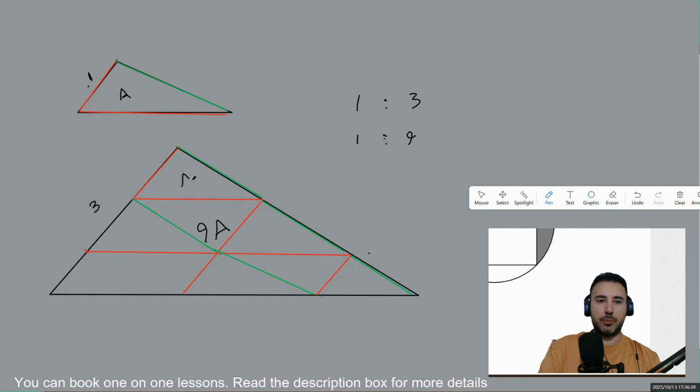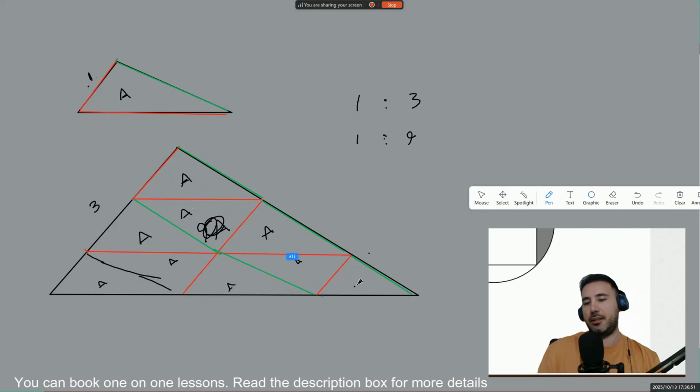And my drawing is not perfect. This is 1A, this is another A, this is another A, this is another A. Oh, we still need to have another green one here as well. So another A, another A, another A, another A, another A. So we clearly see why the ratio works like this.